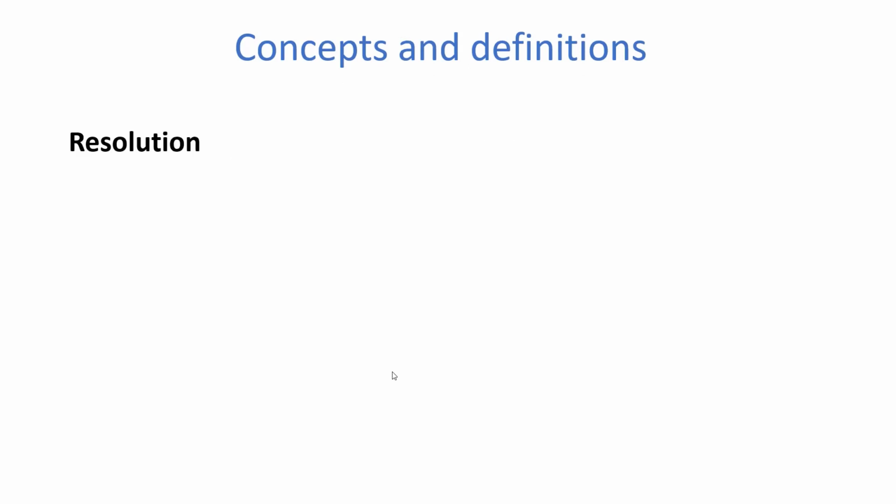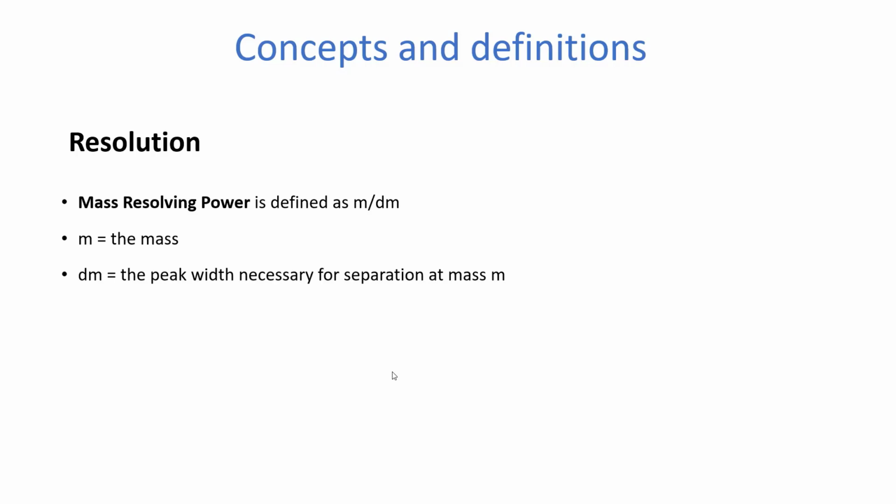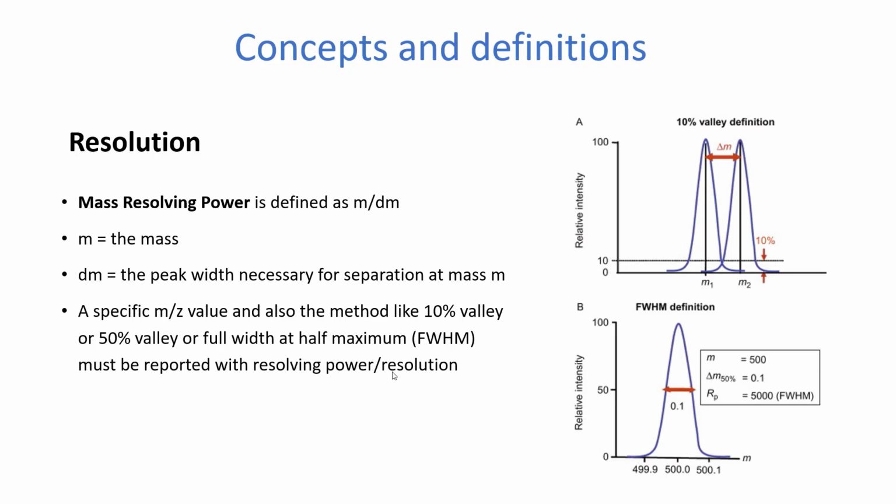Okay. Resolution. This is the resolving power, and it's defined as the mass over the difference in mass, I think. So that's the peak width necessary for separation at that particular mass. Really, this is very similar to concepts in resolution for anything else, like a microscope or any other sort of detector where you have to resolve two things.